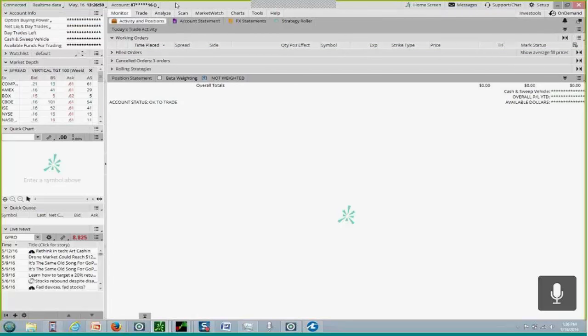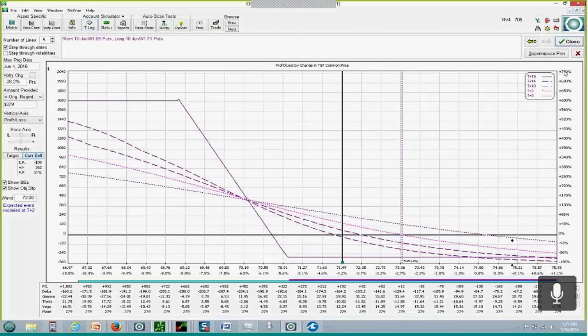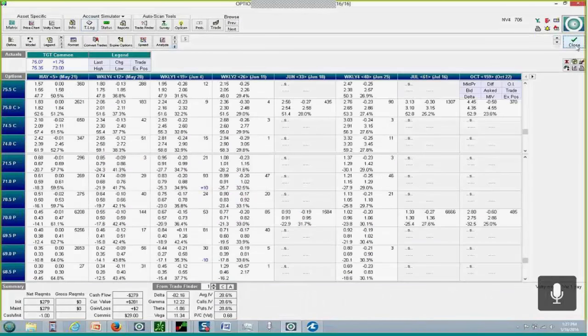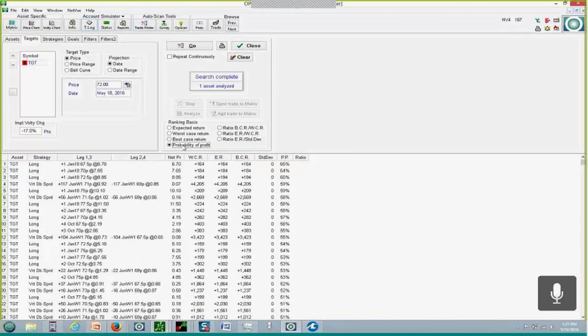And so there's an example of order entry on Thinkorswim. There's an example of looking at market depth. There's an example of using the charts and using OptionVue, using risk-reward graphs, and also how to use the Trade Finder. I can also sort by probability of profit, as well as other things.